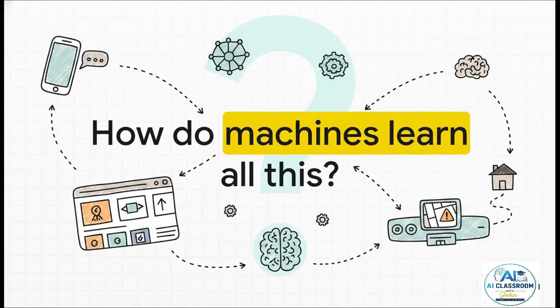But how exactly do machines learn to do all of this? Seriously, think about that for a second. There's no tiny person inside your phone frantically guessing what you want. There's a deeply complex system at work here.